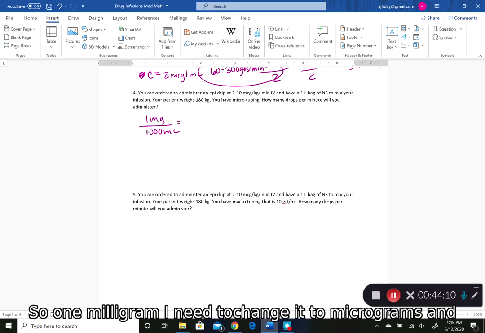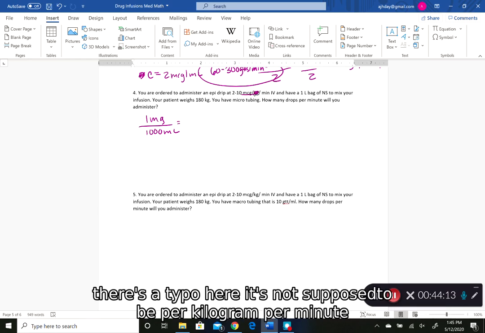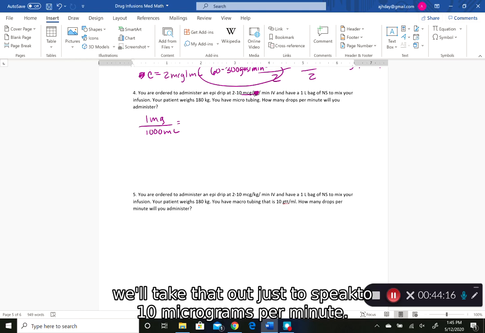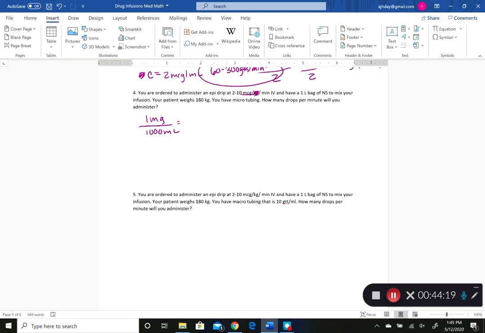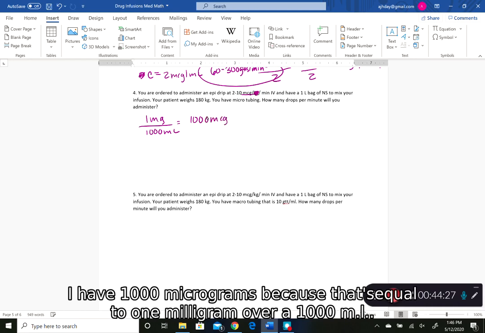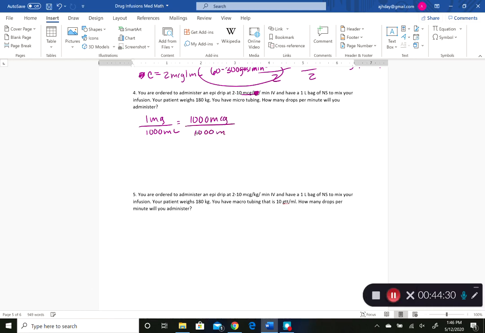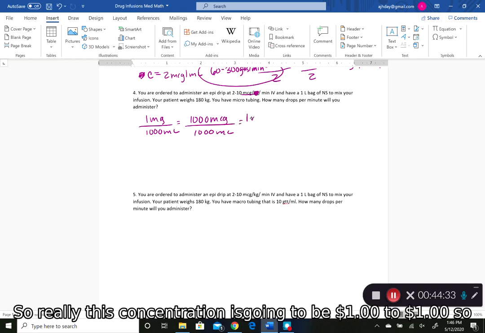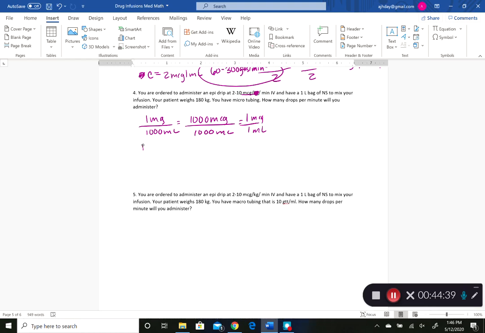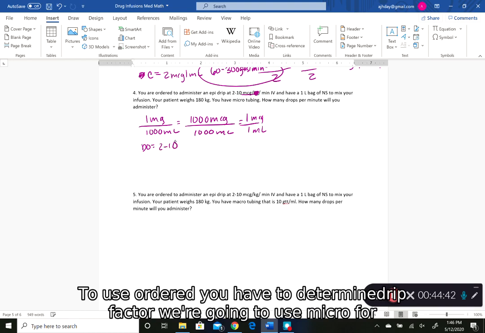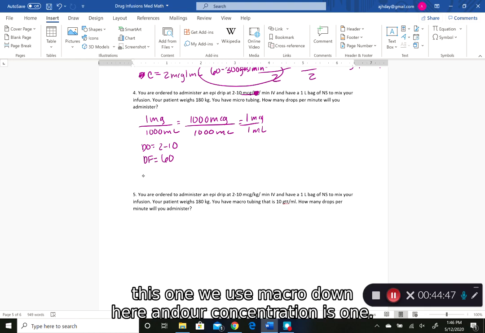So 1 milligram, I need to change that to micrograms. Oh, and there's a typo in here. It's not supposed to be per kilogram per minute, so we'll take that out. It's just supposed to be 2 to 10 micrograms per minute. So 1 milligram over 1,000 mLs. I have 1,000 micrograms, because that's equal to 1 milligram, over 1,000 mLs. So really this concentration is going to be 1 to 1. So it is the easiest one to figure out. Dose ordered, we have 2 to 10. Drip factor, we're going to use micro for this one. We'll use macro down here. And our concentration is 1.